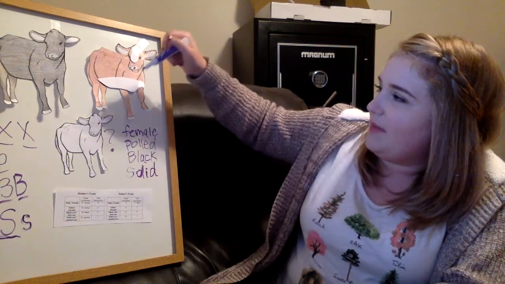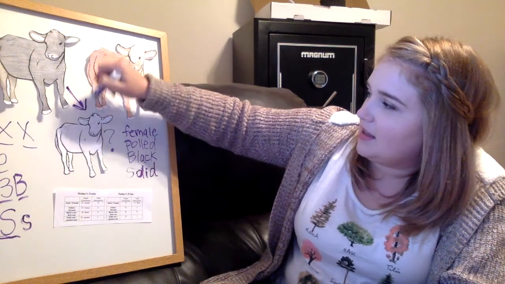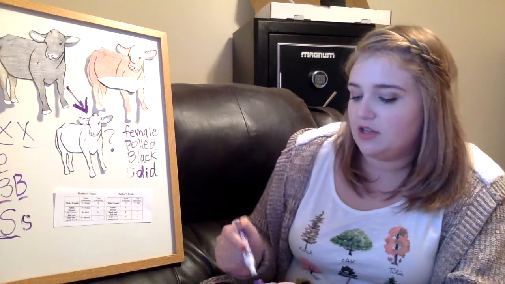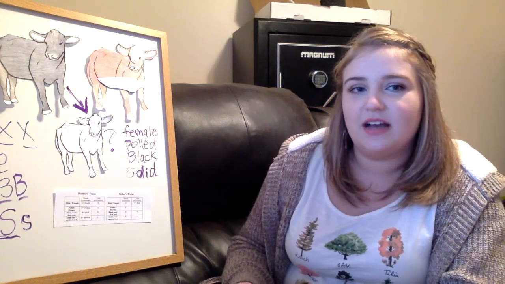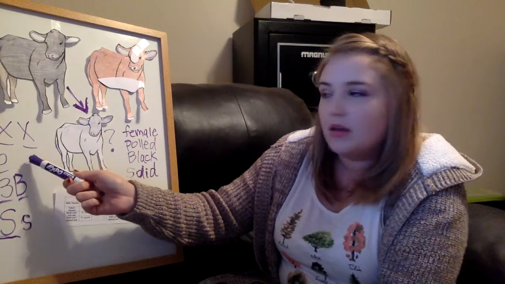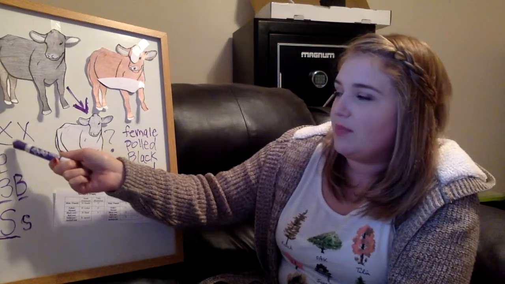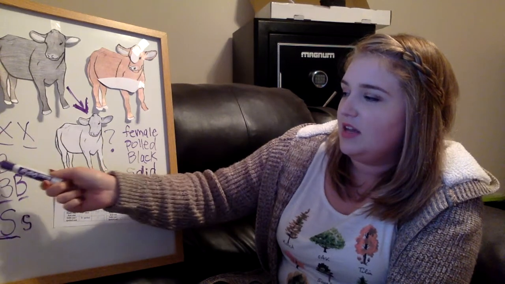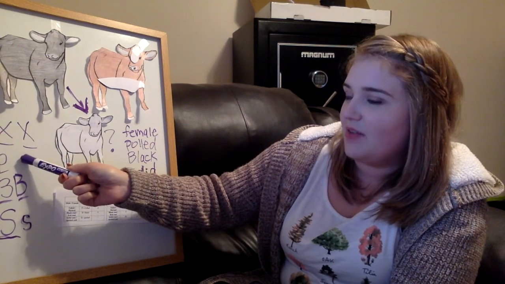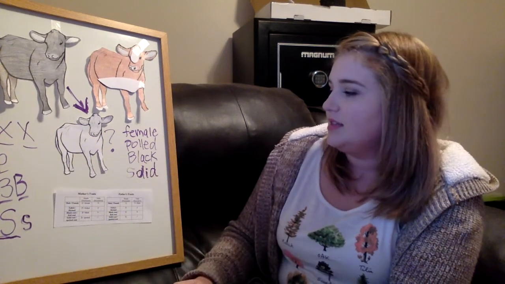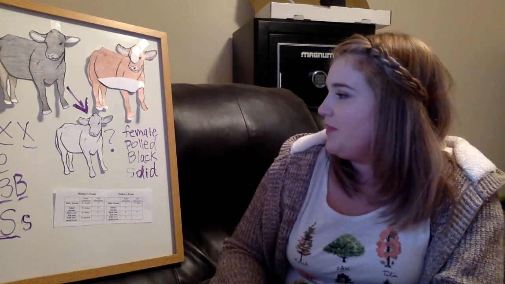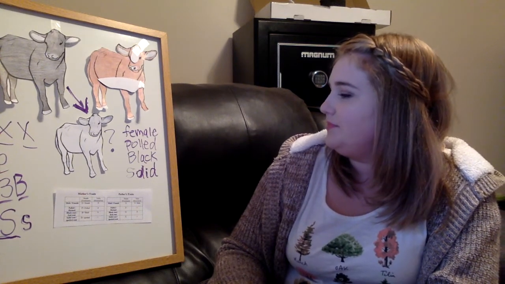So it looks like baby's looking kind of like mama or daddy over here. And we talked about heterozygous and homozygous. The two X's here would be homo, because they are both capitalized. Here it would be hetero, because we've got a recessive and a dominant. So we've determined that our baby calf is female, polled, black, and solid.